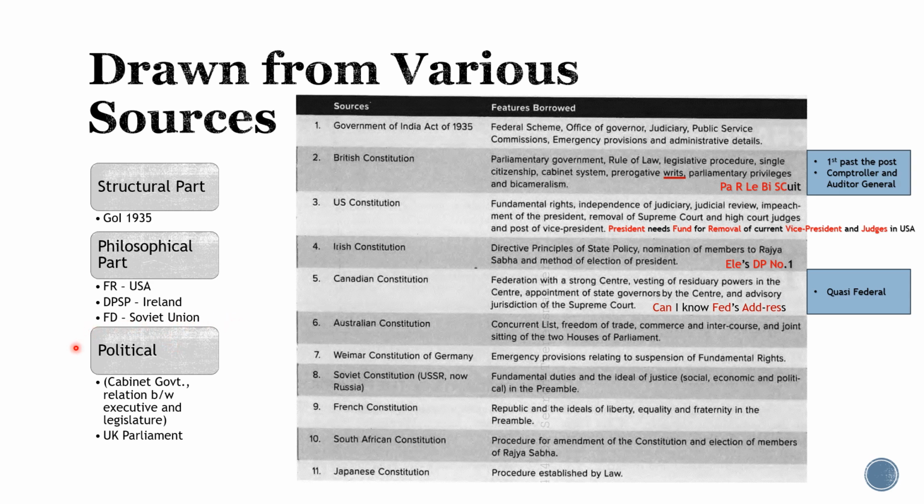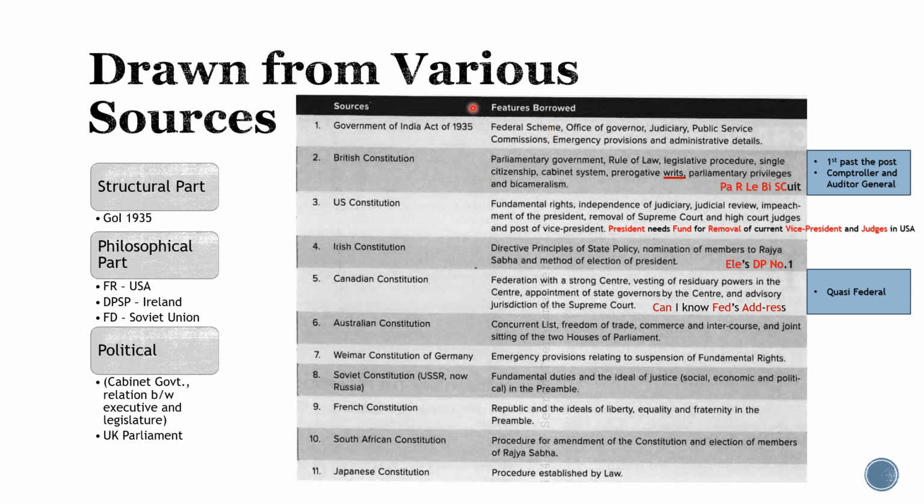The political part of our constitution is derived from the UK Parliament. Basically, the features like cabinet government, relation between executive and legislature. These are the parts that are derived from the UK Parliament. So, structural part, Government of India Act; philosophical part, which is fundamental rights, DPSP, and fundamental duties, USA, Ireland, Soviet Union; and political part, UK Parliament.